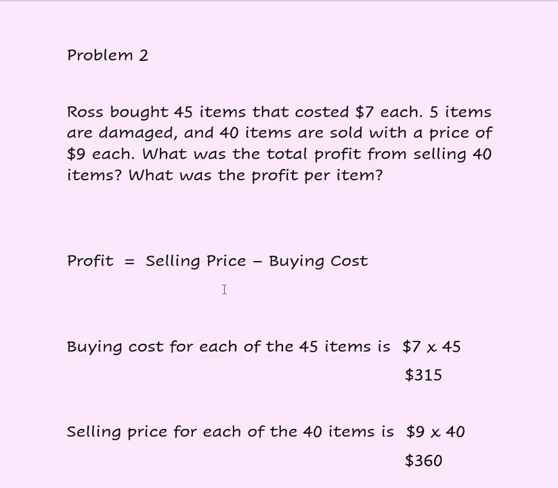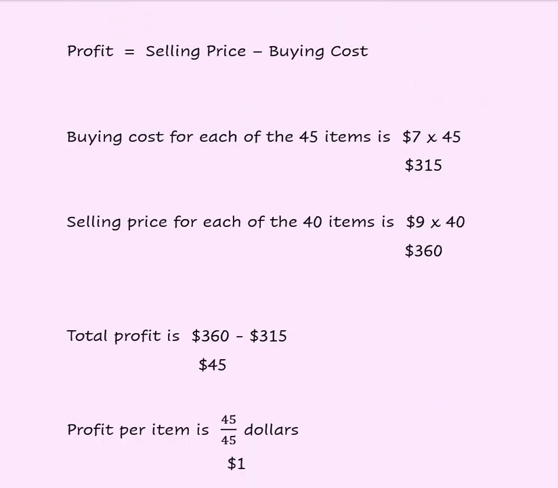We know profit equals selling price minus buying cost. So buying cost for each of the 45 items is $7, which is the cost of each item, times the number of items, which is 45, which gives us $315. And selling price for each of the 40 items, because 5 items are damaged and he sold 40 items. So 9 times 40, which gives us $360.